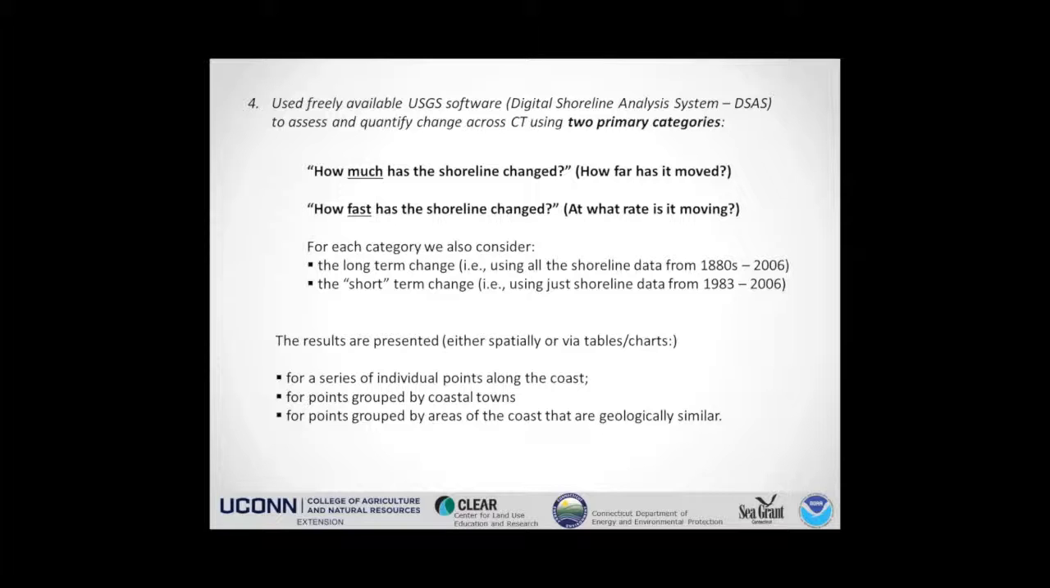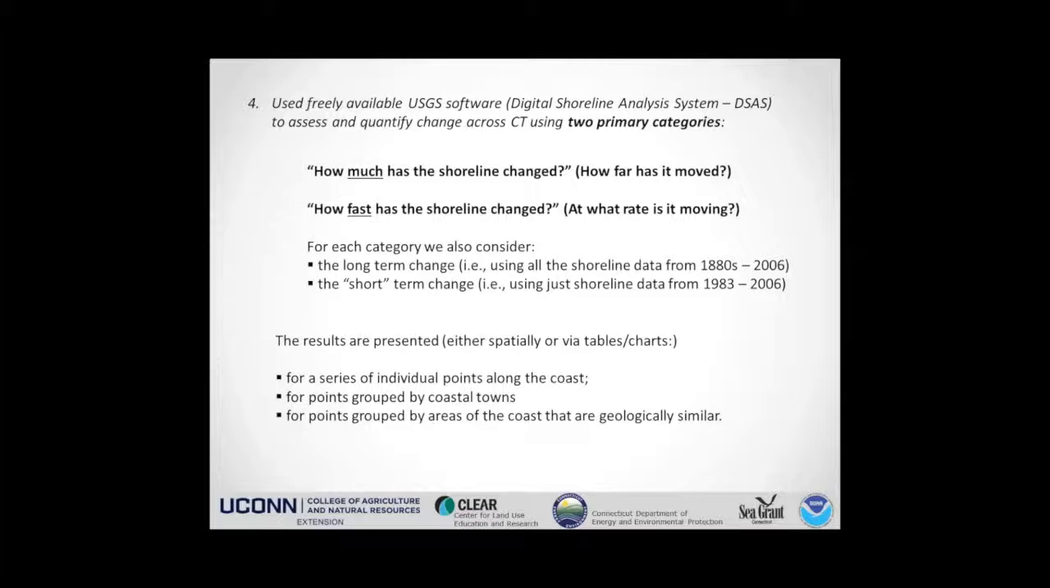So that's looking at all the data that we have going back from the 1800s to 2006, but also looking at a short-term change. And that's really going from about 1983 to 2006. So we can look at what a long-term historical look is and then a shorter-term look. And you'll see after in a few slides here what the results are.